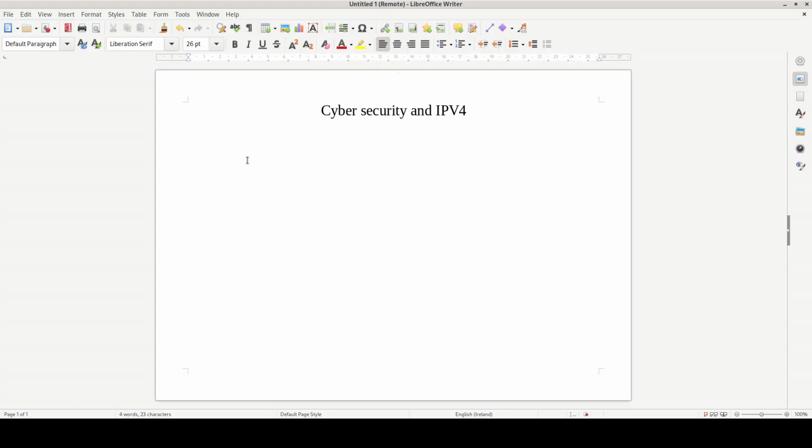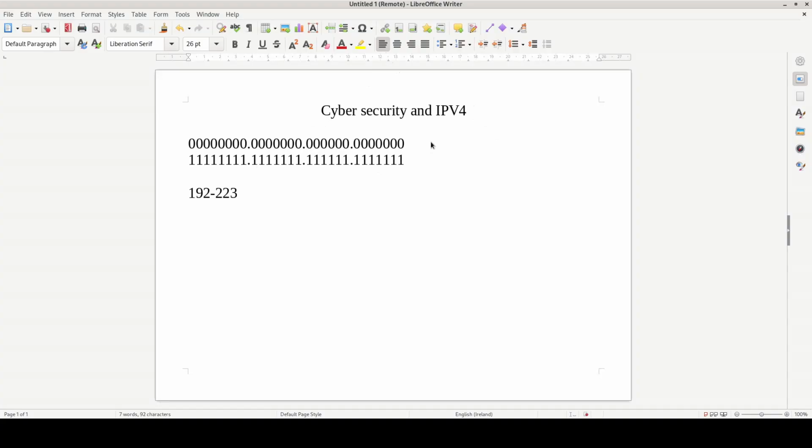So IP version 4 has 32 bits. 1, 2, 3, 4, 5, 6, 7, 8. This is the first octet, second octet, third octet, and fourth octet. Each bit can have either 0 or 1 as its maximum value. And for class C, we know the range is 192 to 223. If you see this range, this is class C.